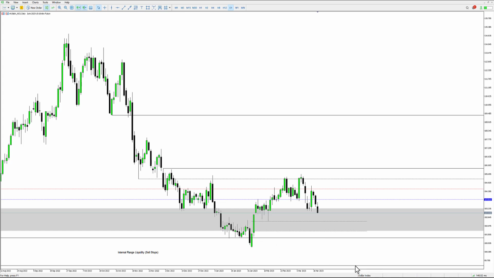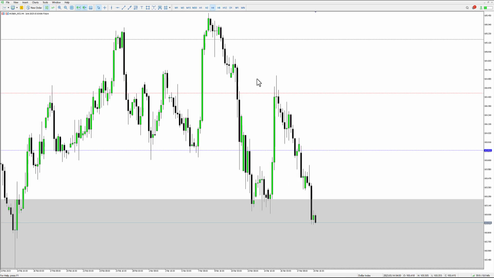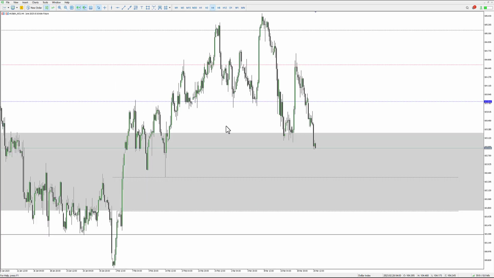low or filling up this monthly imbalance between 99.50 and 101.32. So yeah, that's what I'm focusing on in terms of dollar directional bias. I still maintain and stand with the fact that we are going to see a weak dollar as we head into the second quarter and third quarter of the year.